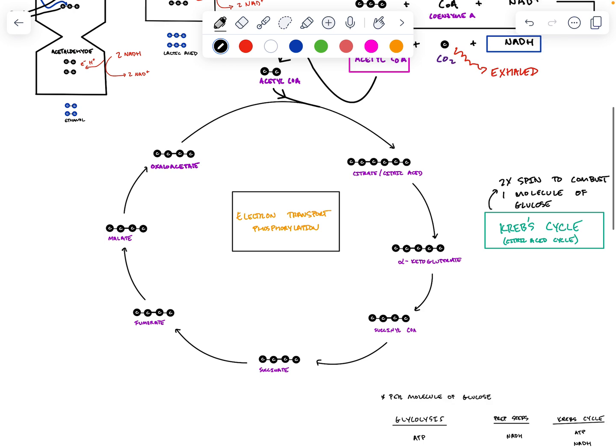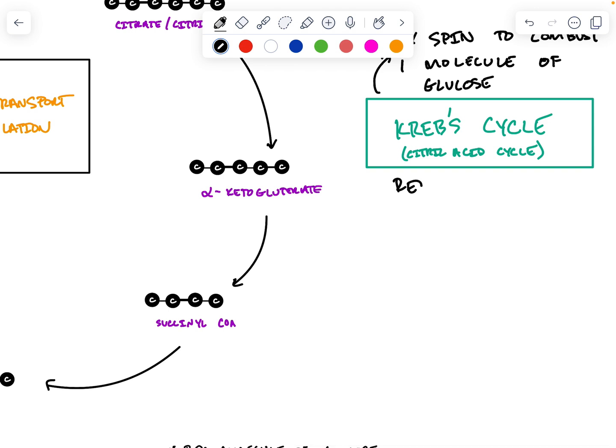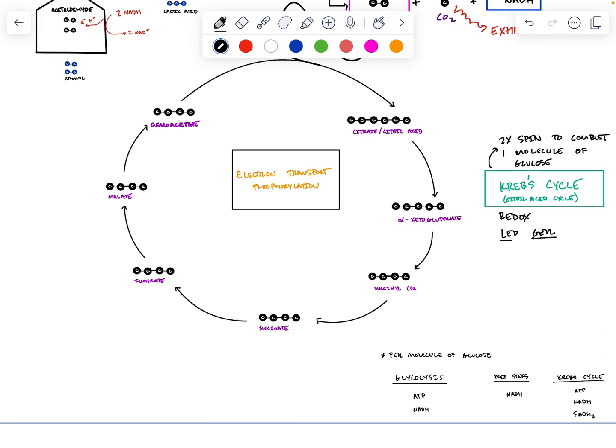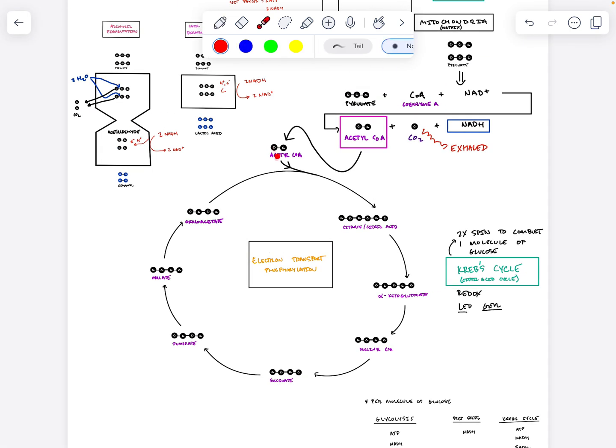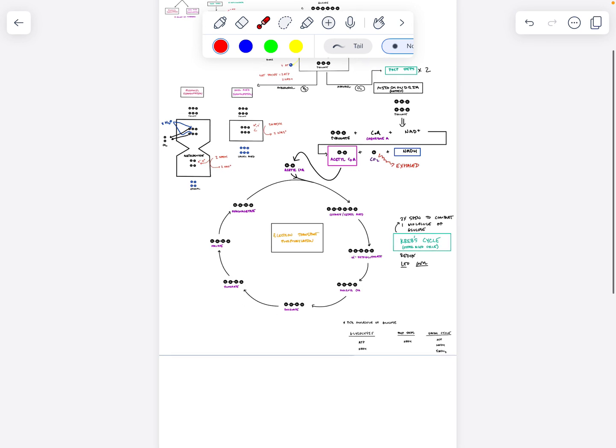Okay, and the Krebs cycle is all about redox reactions. And you remember our acronym, LEO goes GER: loss of electrons is oxidation, gain of electrons is reduction. We are going to be stripping electrons away from this high energy molecule that, remember, originally was glucose and contains high energy electrons. So we're going to take those away and use them to create ATP ultimately.